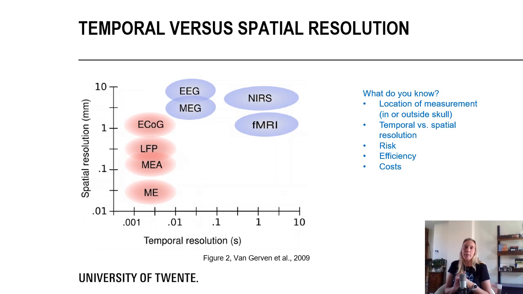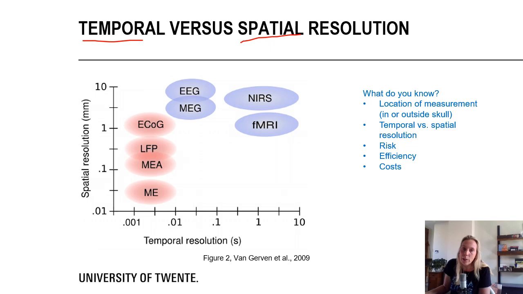Okay, so let's go back to our other learning objective, that you have to be able to evaluate a little bit the neuroimaging techniques. So I've told you about different neuroimaging techniques. Let's first discuss this temporal and spatial resolution again. You see here in the red all the invasive neuroimaging techniques: the ECOG, local field potentials, microelectrode arrays, and microelectrodes that you can place into the skull. So these are being placed under the skull.